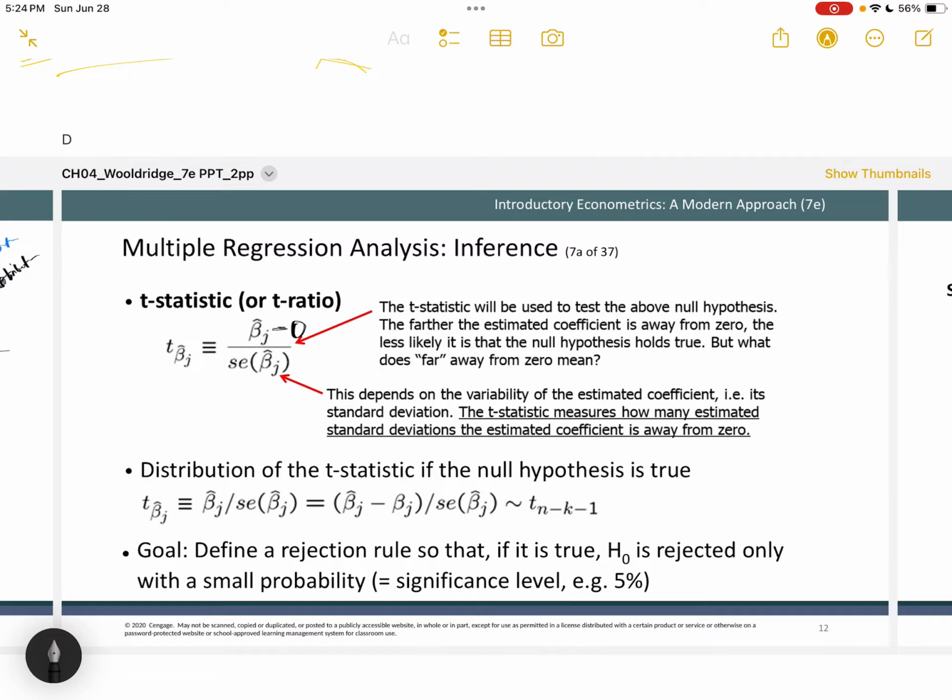And then you divide that by the standard error of beta hat j. You should ask me a question. Why? Why do we divide by the standard error? Here is why. I'll use an example to explain.